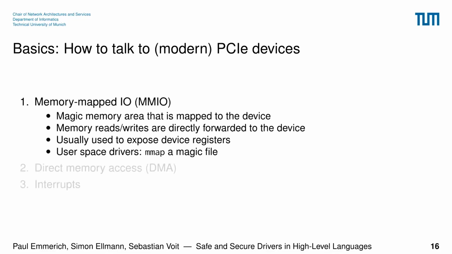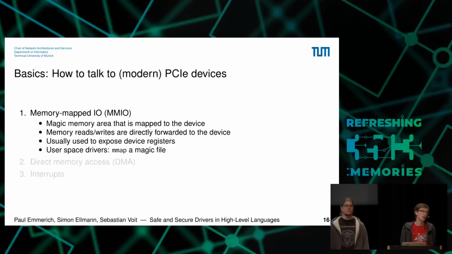First way to talk to the device directly, simplest way, is memory mapped I/O. Memory mapped I/O is just a magic memory area that is mapped into your process and directly goes through to the device. And if you read or write that memory, the device gets the request and can reply to it. That's usually used to expose device registers. On Linux, you can just mmap a magic file via the UIO framework, and then you have access to that from your user space program.